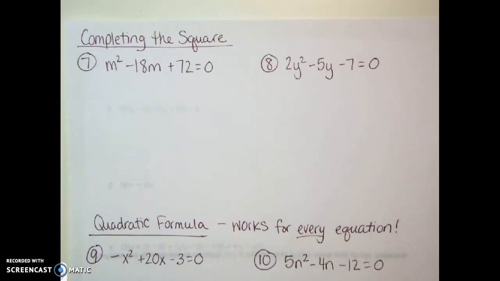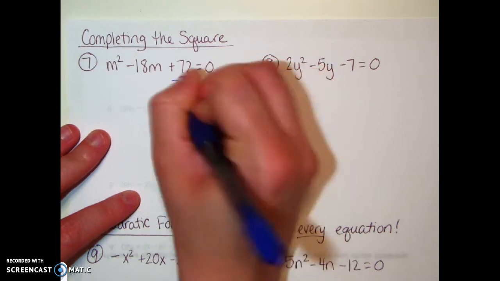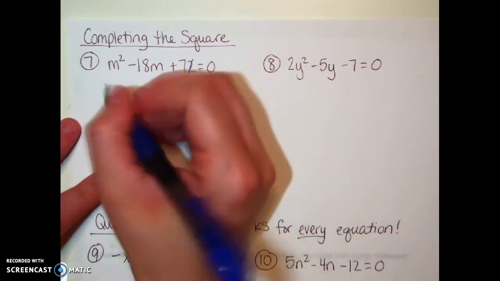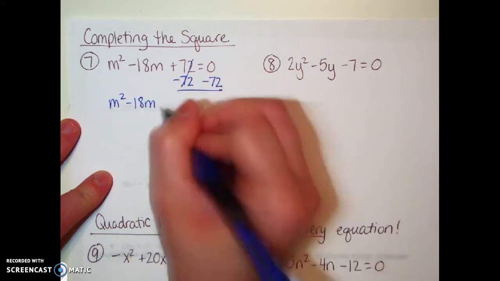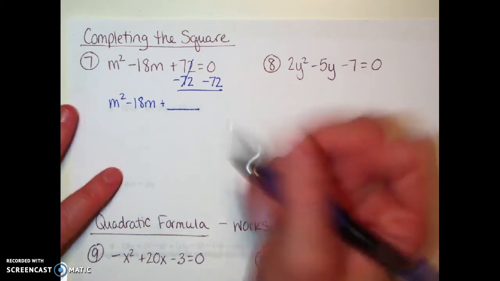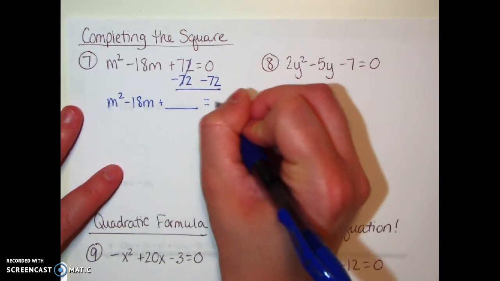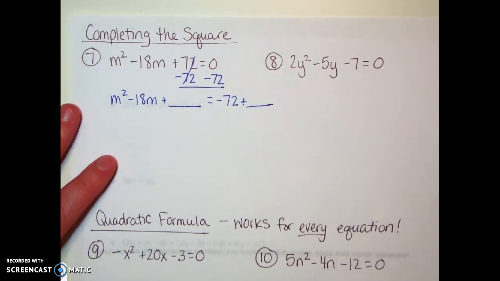Okay, completing the square, let's see if you remember how to do that one. First step you need to do is move that 72 over. So that gets you m squared minus 18m plus, you might want to leave that space there. You don't have to write in the space if you don't want to, but some of you prefer to do that. So you're going to add the same number to both sides.